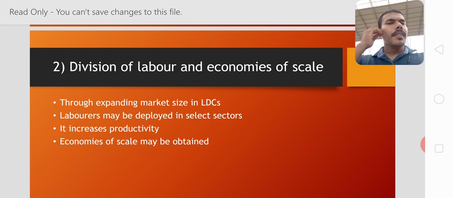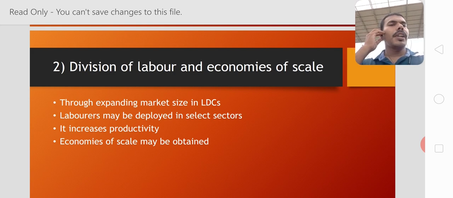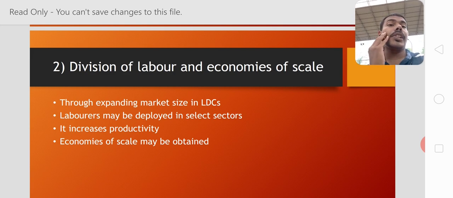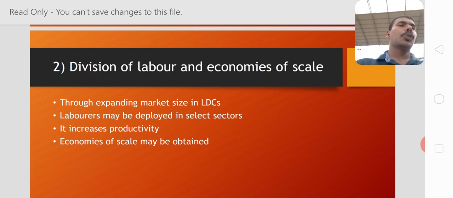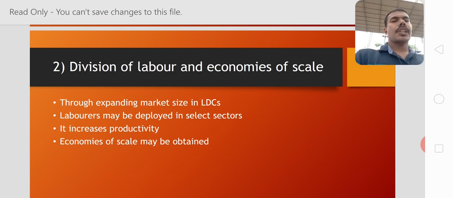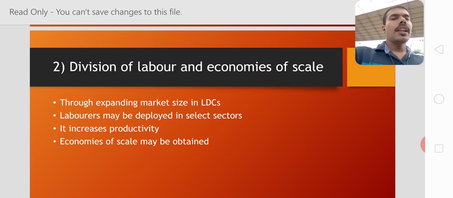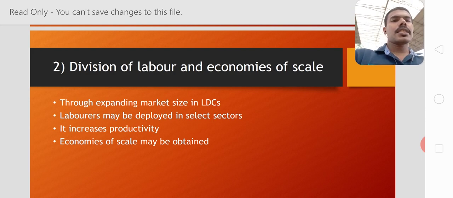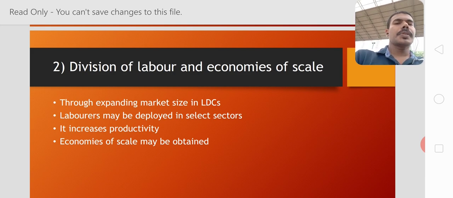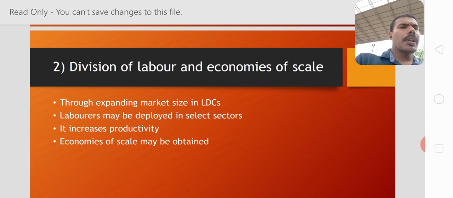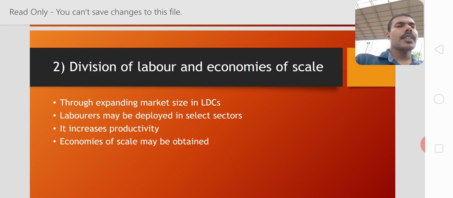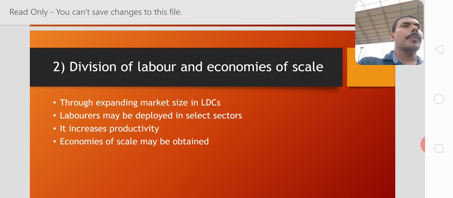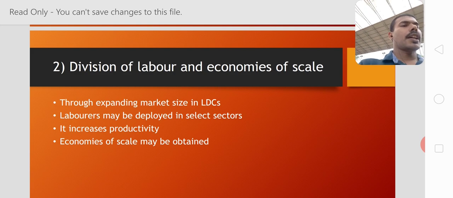So this enables the laborers to be deployed in selected sectors, as they can choose the sector, as some countries will specialize in some commodities. This is the basis of international trade. So this will enable the laborers in selected sectors. It will increase the productivity and economies of scale. So I'm requesting you to remember the kind of division of labor and economies of scale through international trade. Can you say at least one example for that?